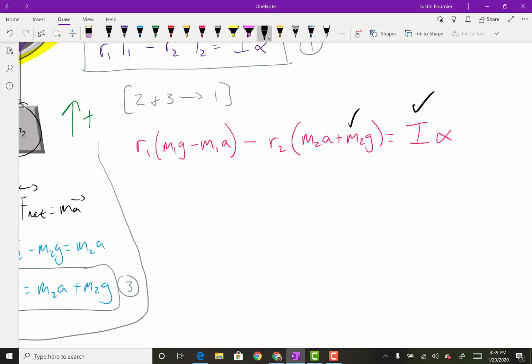I know M2. I don't know the acceleration. I know G. I know M2. I know R2. I know M1. I know G. I know R1. So I know everything except this acceleration stuff.